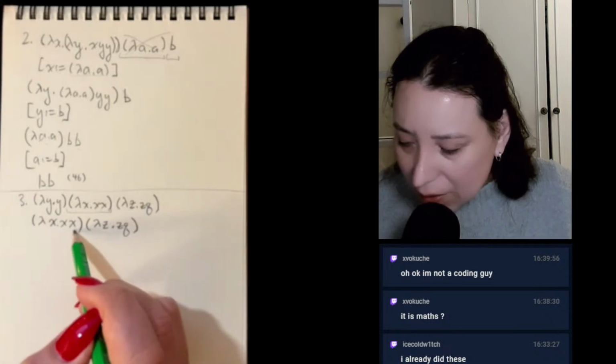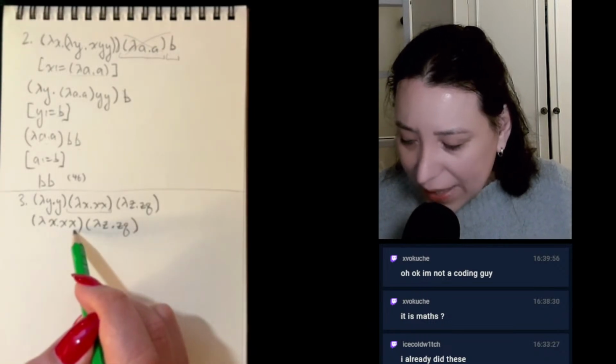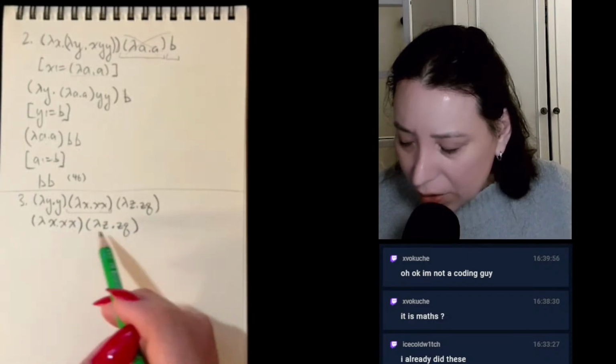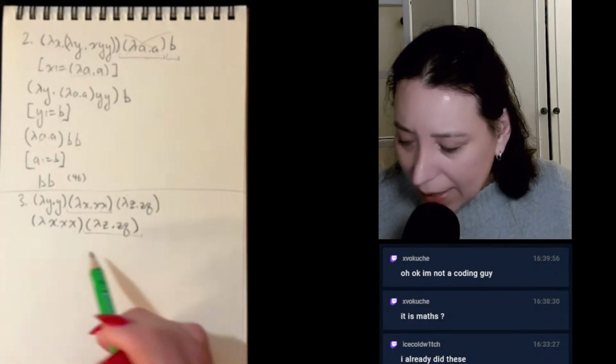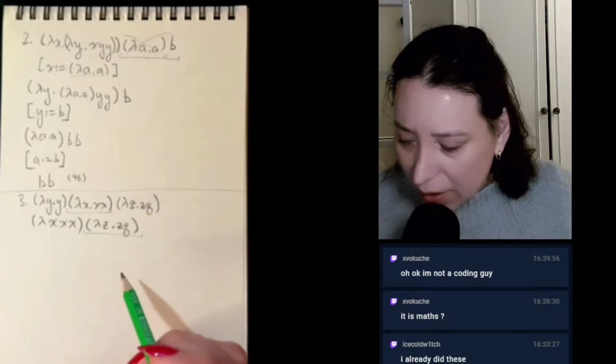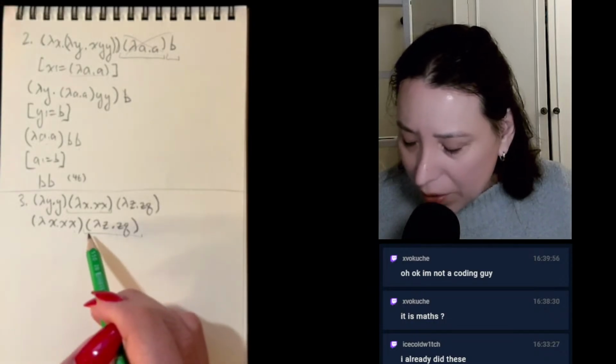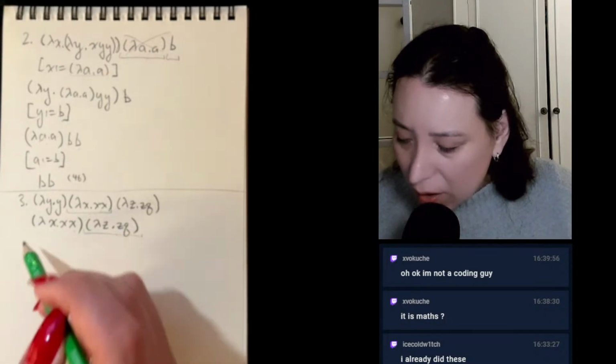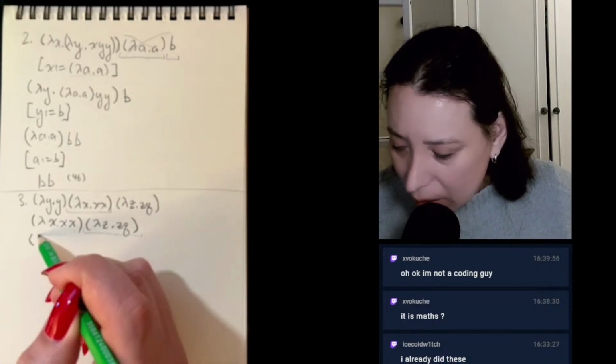So this function is going to double whatever you give it, right? So we can just apply this function to this argument, and we know we're going to get 2 of these. So let's just double it.